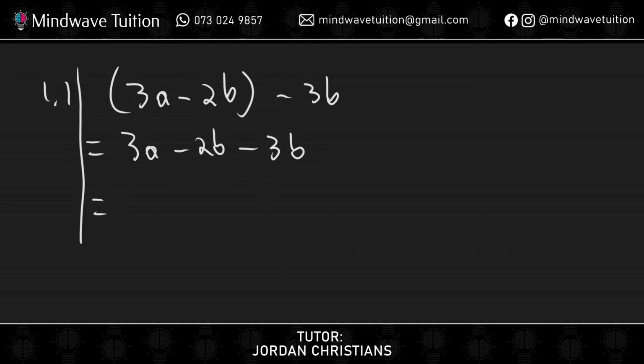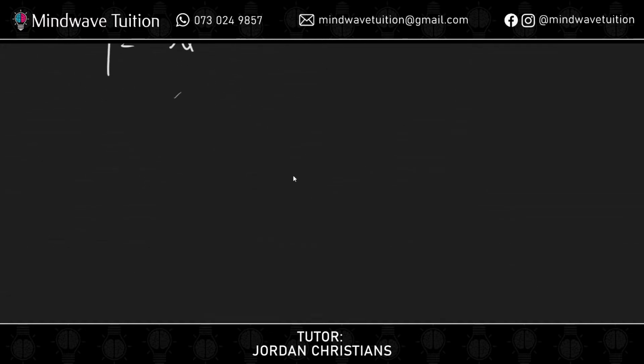So 3a, there are no common or like terms for 3a, so we'll just write that as is. But for b, we do have like terms there. So minus 2 minus 3 will just give us minus 5b. Right, and that is our final answer. We cannot group this anymore, so that is the answer there.